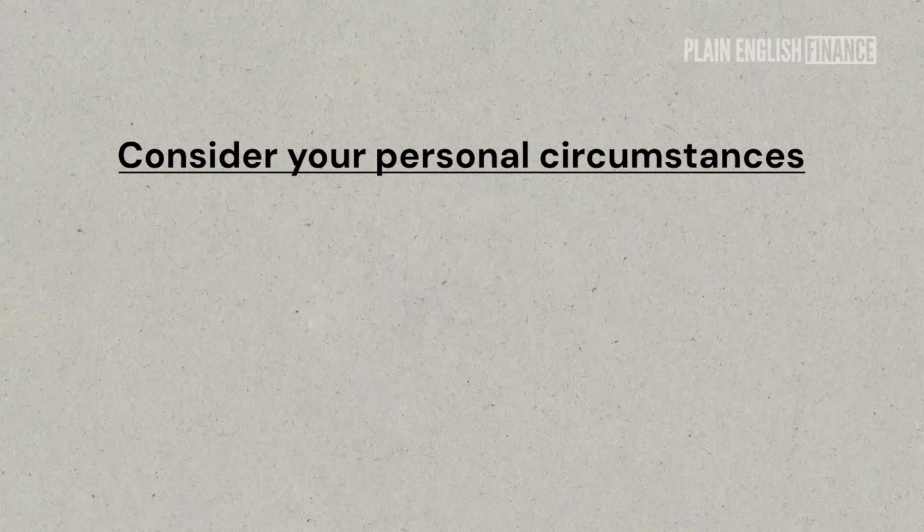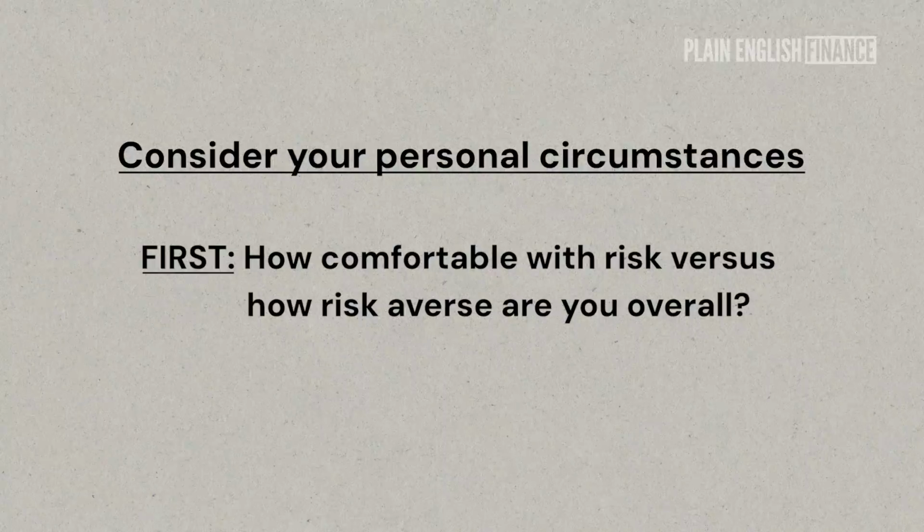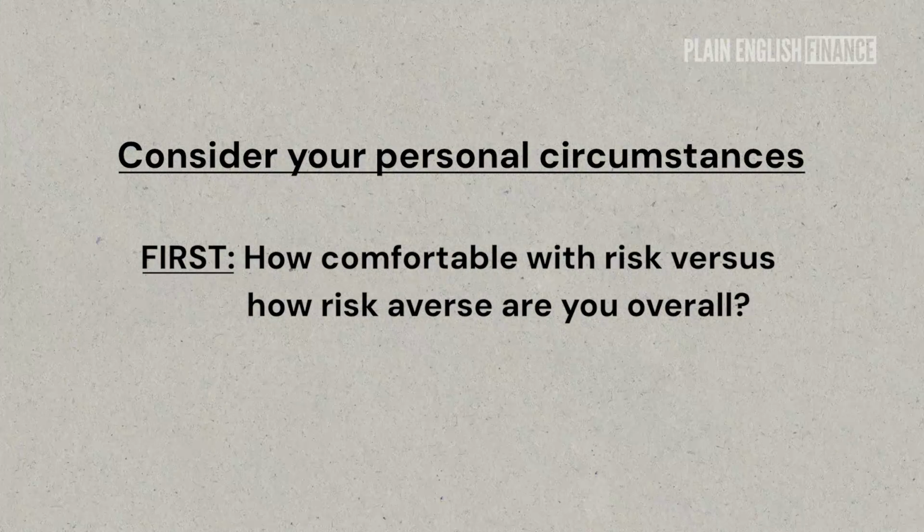Deciding whether to use 100, 110, or 120 minus your age to calculate your split will depend on your own personal circumstances. These would include, firstly, how comfortable with risk versus how risk-averse you are overall. If you're inherently conservative, then you might use 100 to make your calculation. If you have the mental strength to endure periods where your investments could be deeply underwater, then you might use 120 as the basis for your calculation. Be warned, however, relatively few people have this mental strength, a topic to which we will return.